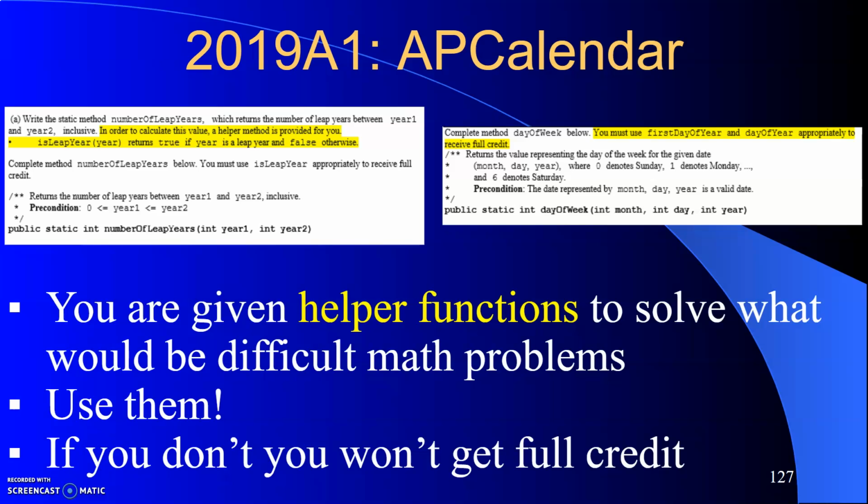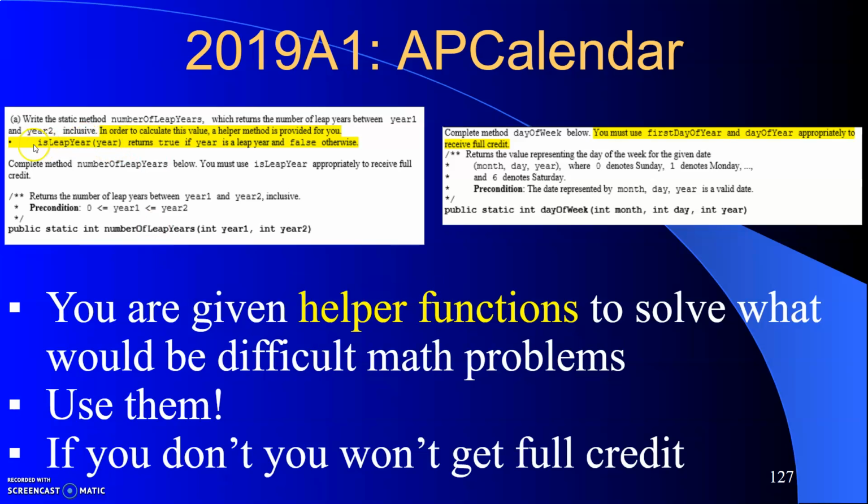This is from last year's. This is 2019 A1, and this is APCalendar. And we're going to be calculating the day of the week based on things like leap years and the month, day of the year that we want to find.